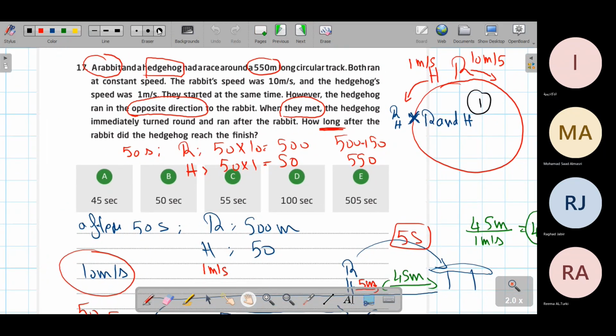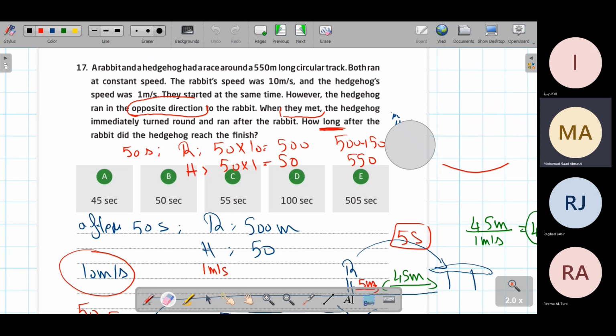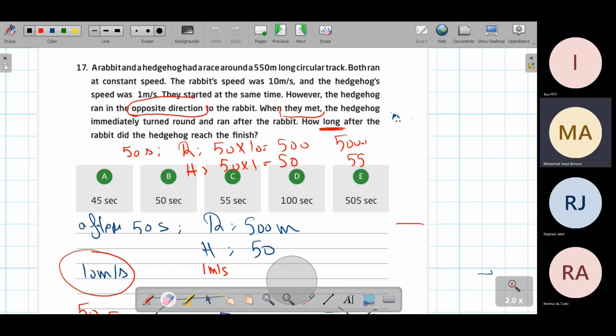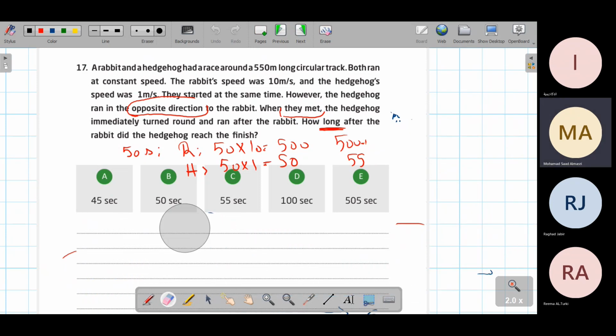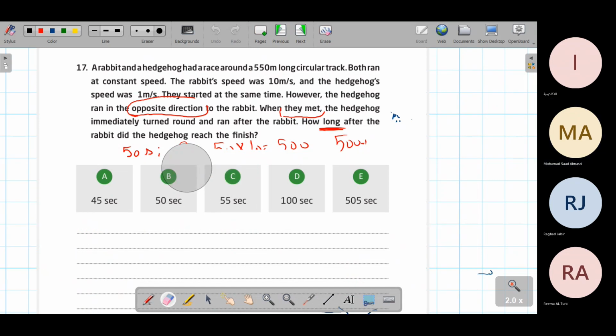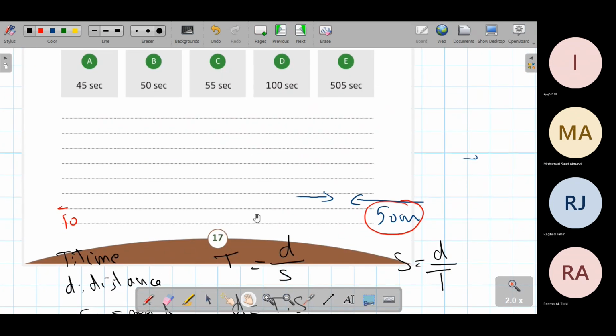So this exercise is very important. This is an idea about the speed, the time, and distance.